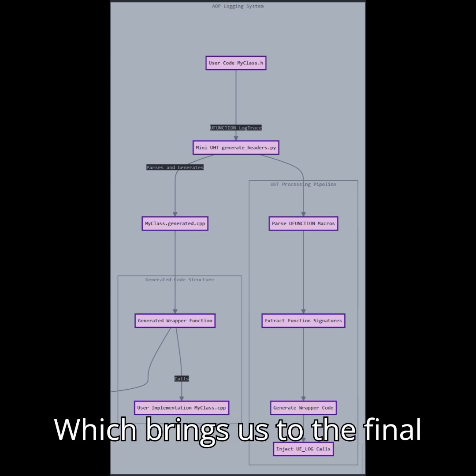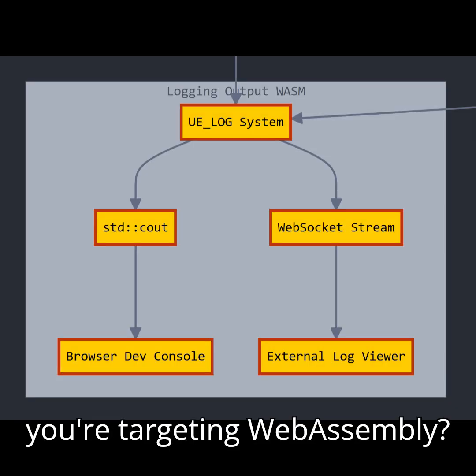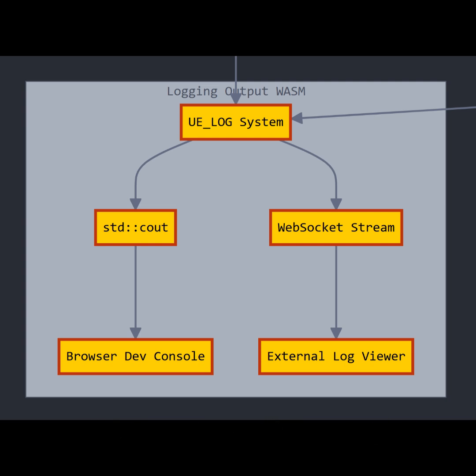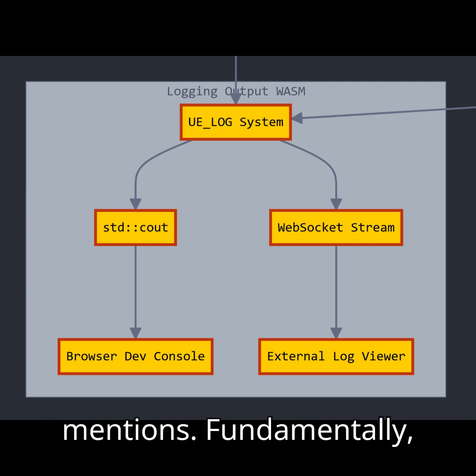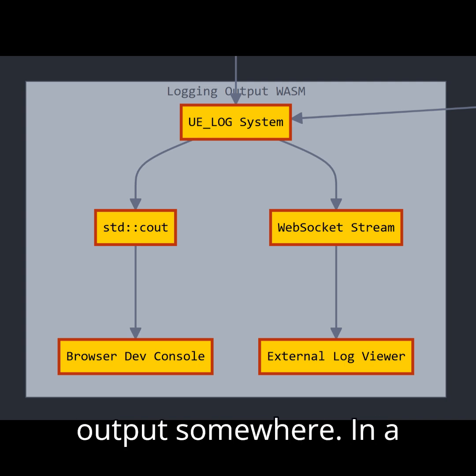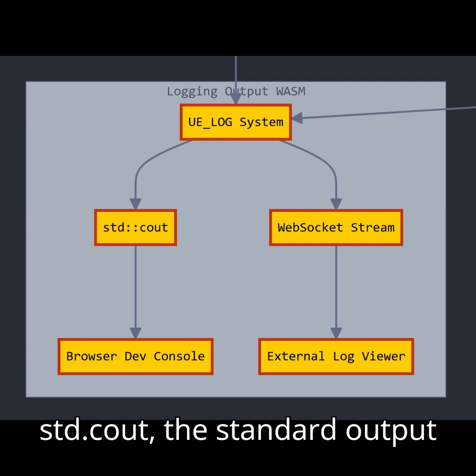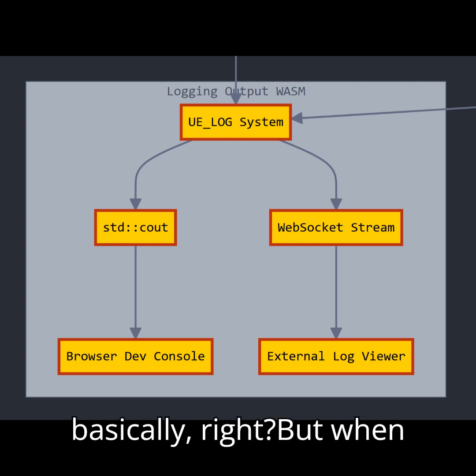Right. Which brings us to the final piece. Where do you actually see all this output when you're targeting WebAssembly? This is where things get really convenient, especially with toolchains like Emscripten, which the source mentions. Fundamentally, UE log ends up writing its output somewhere. In a typical C++ app, that's often std::cout, the standard output stream. The console window, basically. Right.